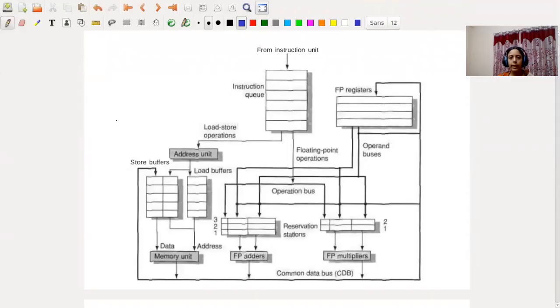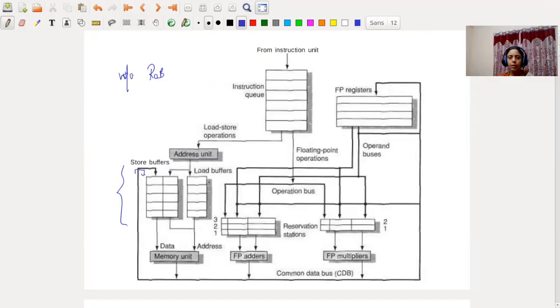If you look at Hennessy and Patterson, they give this structure for a Tomasulo algorithm, which executes out of order execution. And the load store buffers are shown here. This is a structure without the ROB. And I want you to understand why the load store buffers are connected this way to the CDB.